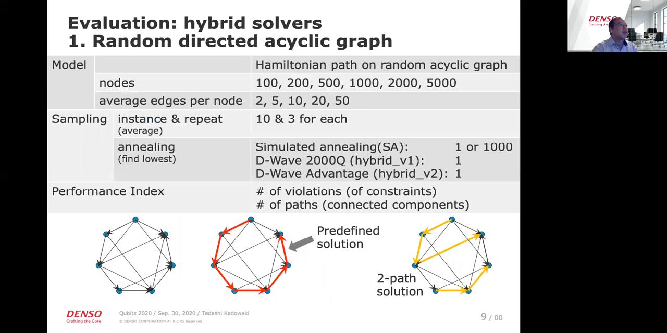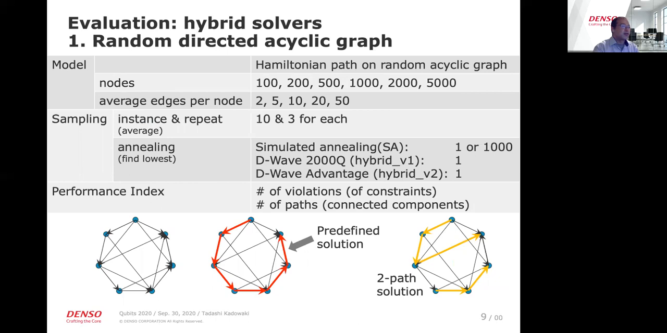Let's move to the evaluation of the hybrid solvers with random directed acyclic graph. We tested graphs from 100 to 5,000 nodes with various number of edges. We generate 10 random instances and repeat 3 times for each to average.